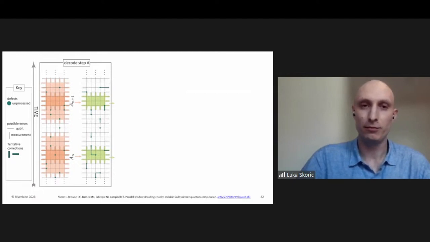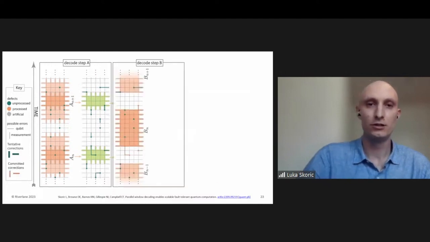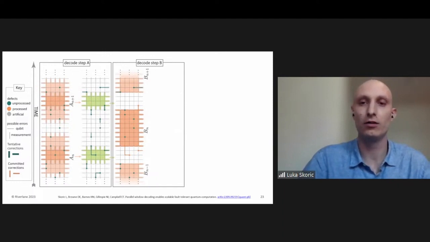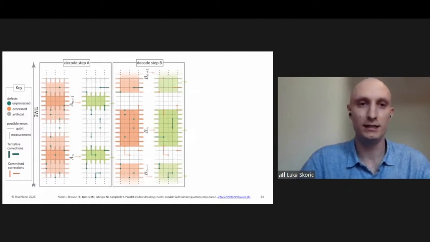So after this step, which we call decode step A, we are left with undecoded parts between the commit regions. So in the second, or B step, we decode all of these. Now, since we're confident about the corrections before and after B windows, we don't need any buffer regions, and we can commit to the whole window. Again, because all of these are disjoint, they can all be processed in parallel in a single run.